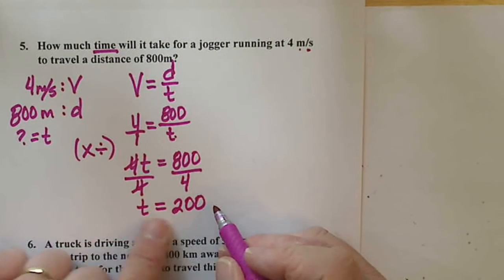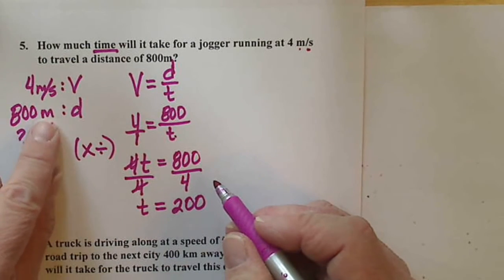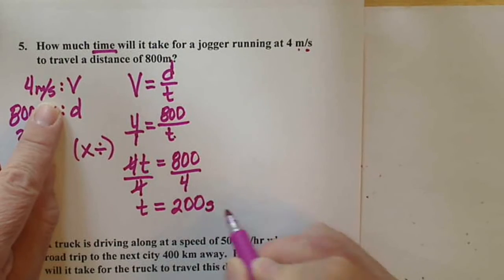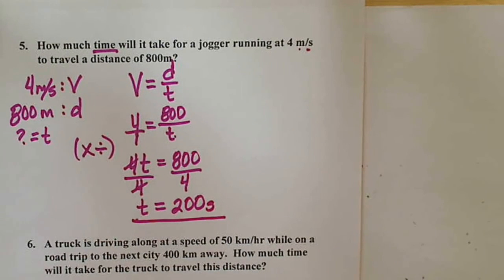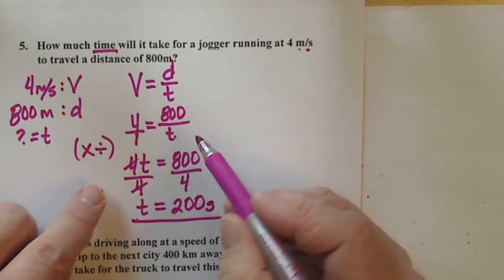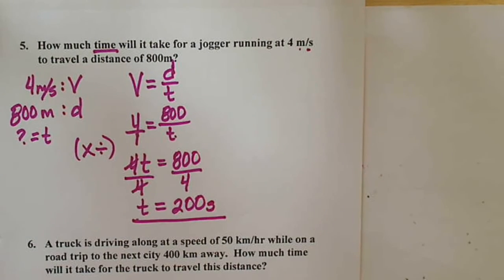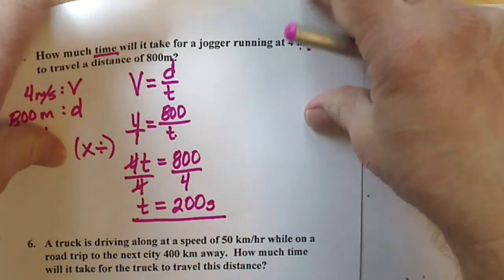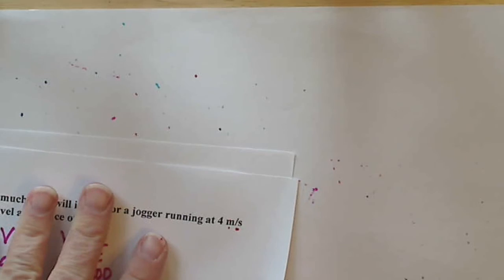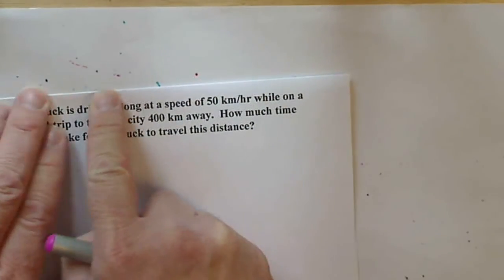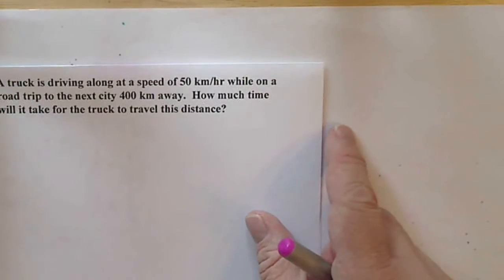Now the units for time, let's take a look up here. We have meters per second and meters, so it must be seconds, not hours this time. Okay, so 200 seconds. So what made that hard? You have to do the cross multiply divide thing here. That's the only tricky part. Now the last problem we're going to do, we're going to do the exact same thing. But this time we're going to use it with kilometers and hours. That way you see a good example of all of these.